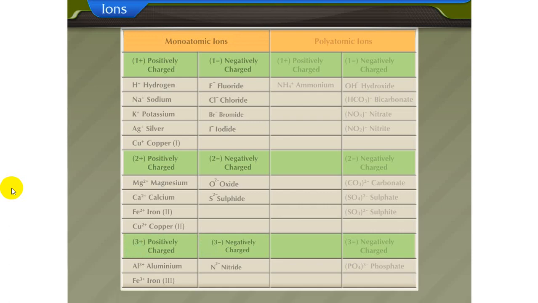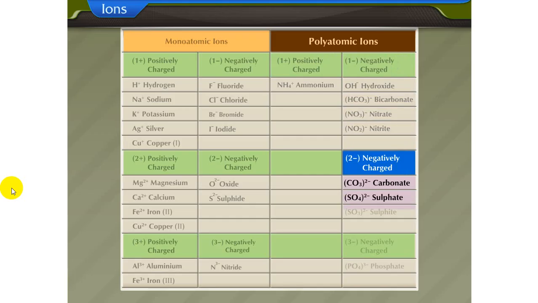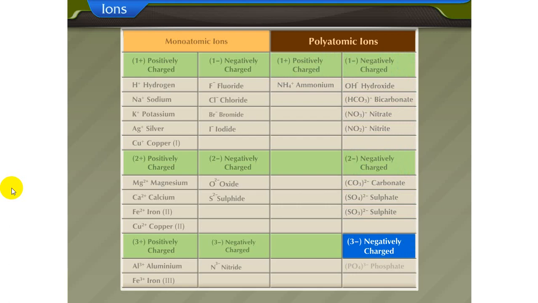Let us see some examples of polyatomic ions. An ion with 1+ charge is ammonium ion. Ions with 1- charge are hydroxide ion, bicarbonate ion, nitrate ion, and nitrite ion. Ions with 2- charge are carbonate, sulfate, and sulfite ion. An ion with 3- charge is phosphate ion.